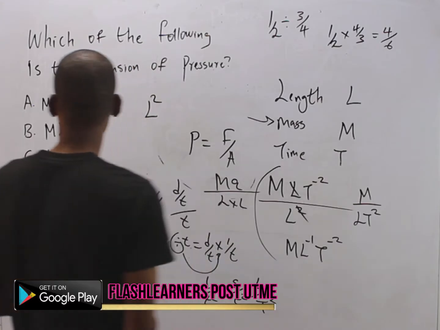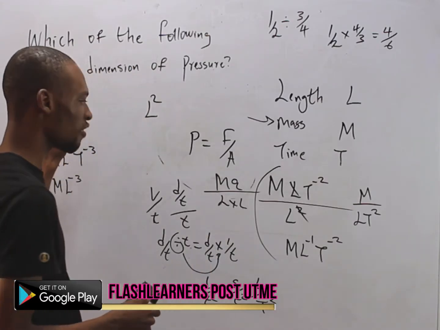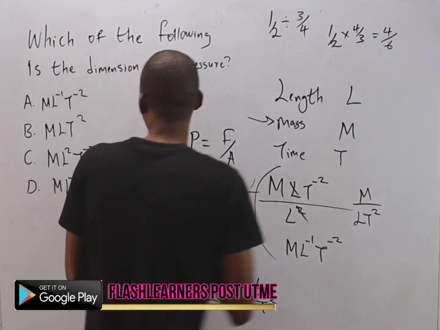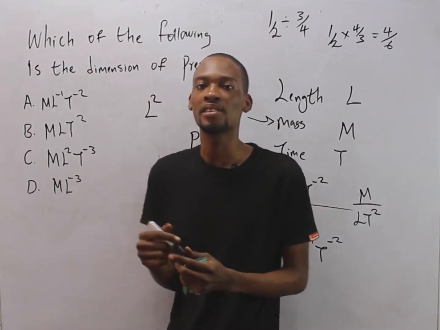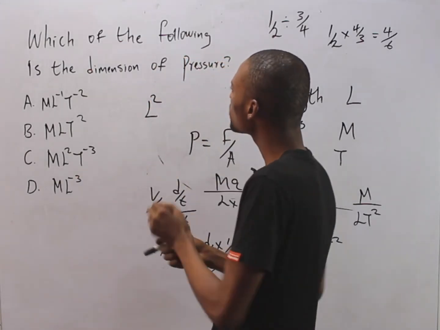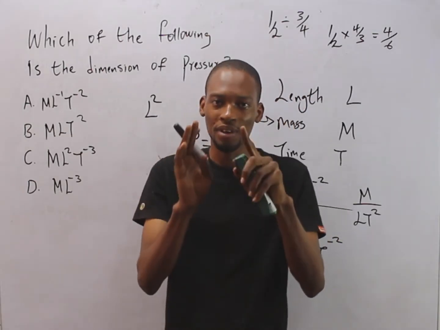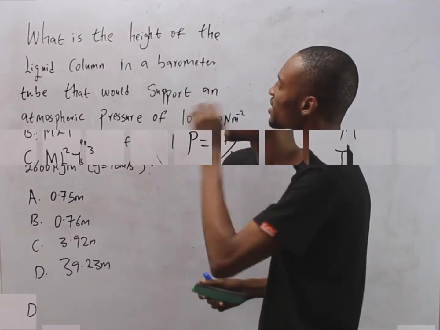Now let's look at the options. M L raised to the power of minus 1, t raised to the power of minus 2. The correct option is option A. We found the dimension of pressure. Now let's see the next question.